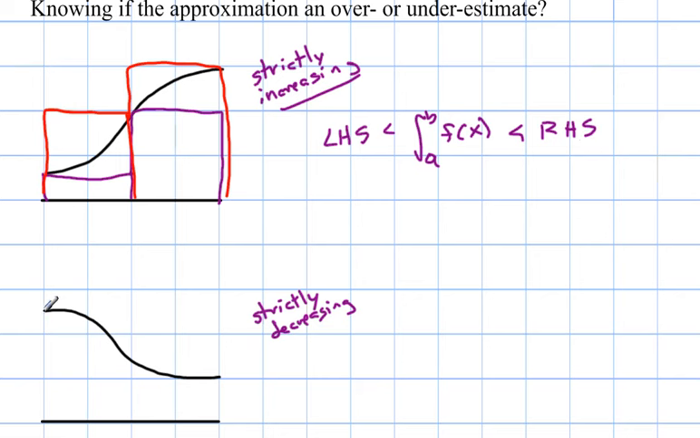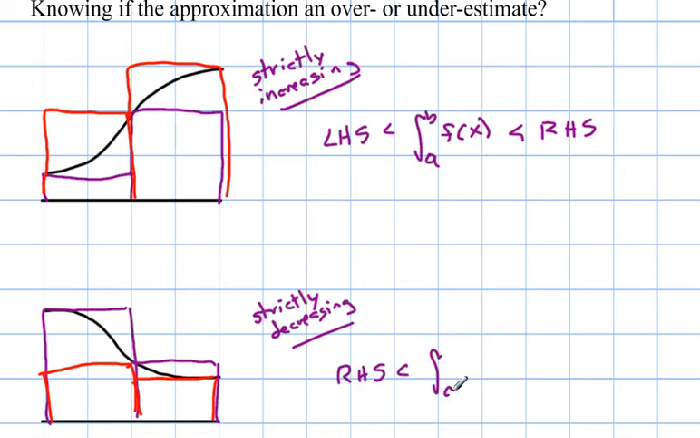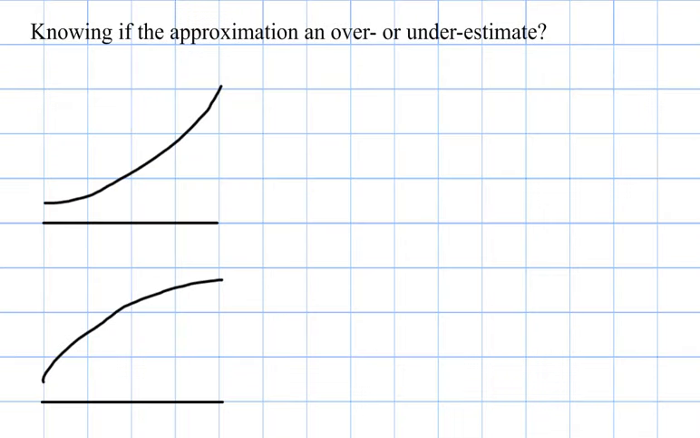In this case, we get the opposite. When we do a left hand, we can see that it is above because it is decreasing. And if I do a right hand, we can see that the right-hand sum is going to be below. So in this case, the right-hand sum is less than the actual value, and the left-hand sum is greater than it. Okay? Now, what's new is looking at when it is concave up and concave down.